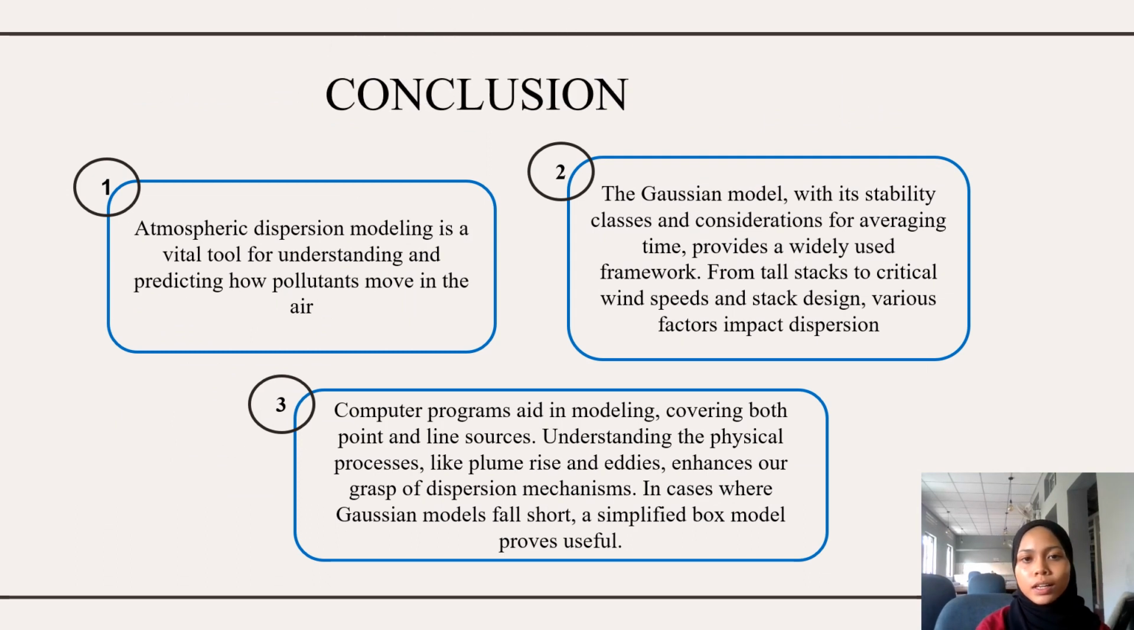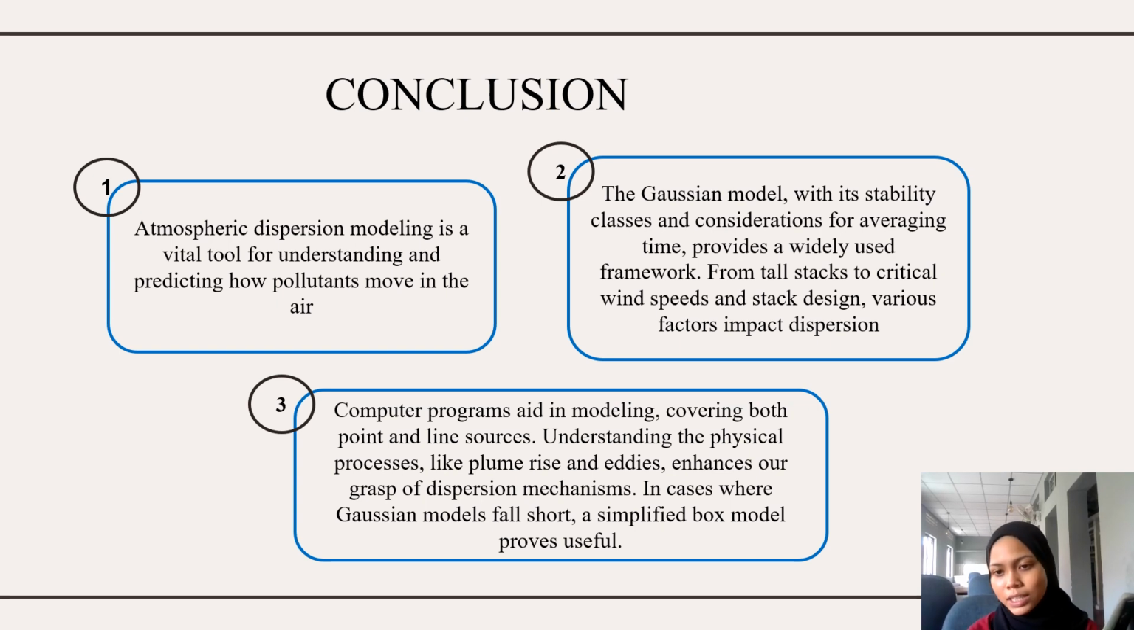Lastly, our last part is the conclusion. What I can conclude from this topic is, first, we learned about atmospheric dispersion modeling, the tools for understanding and predicting how pollutants move in the air. Second, we learned about the Gaussian modeling equation, where its stability classes and consideration for averaging times provide a widely used framework, from tall stacks to critical wind speeds and stack designs.